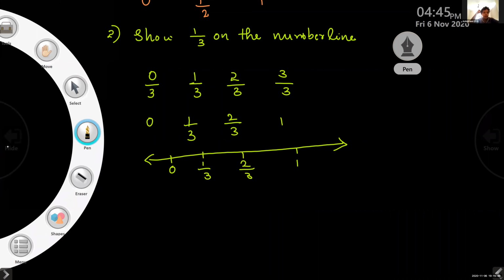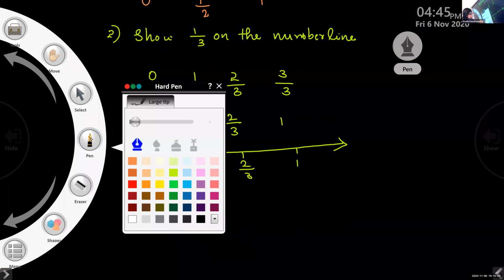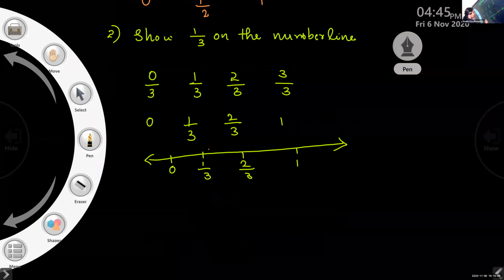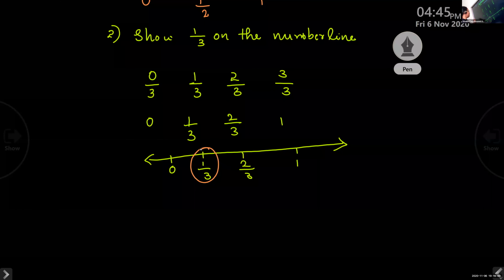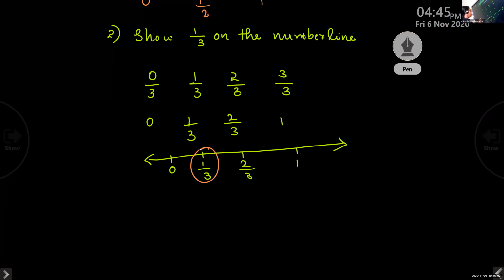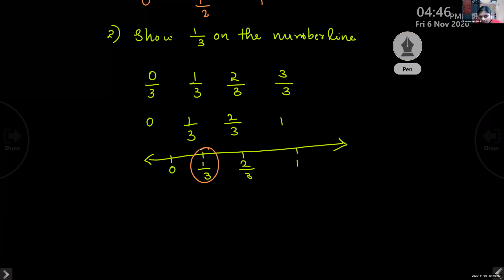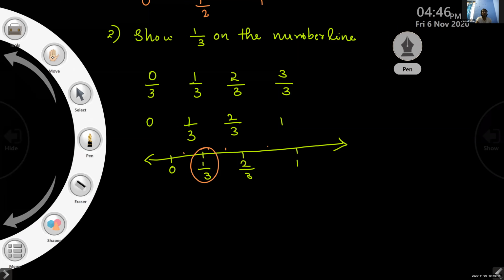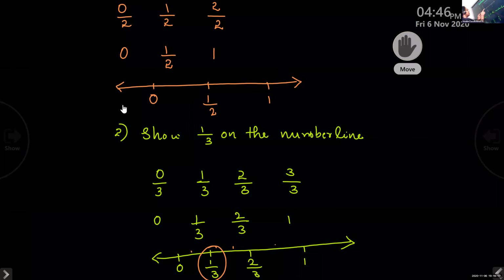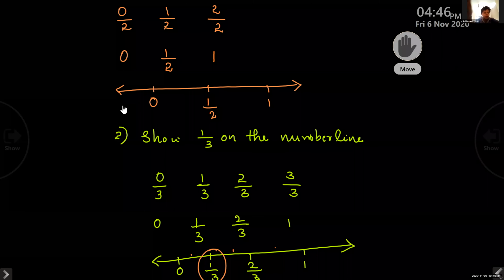1 by 3 is between 0 and 1. And how many parts you marked, that is also very important. 1, 2, 3 parts. Clear? Between 0 and 1, how many parts? 3 parts. One part is this, the second part and the third part. Clear? One more question. See this. How many parts can you see?